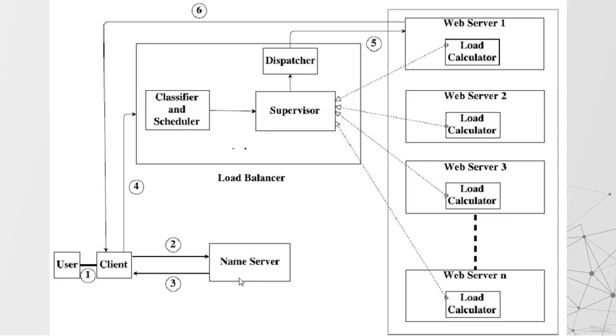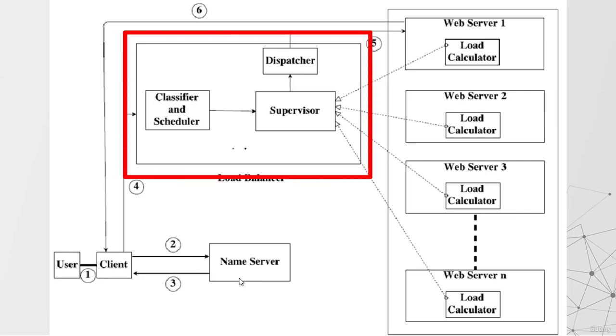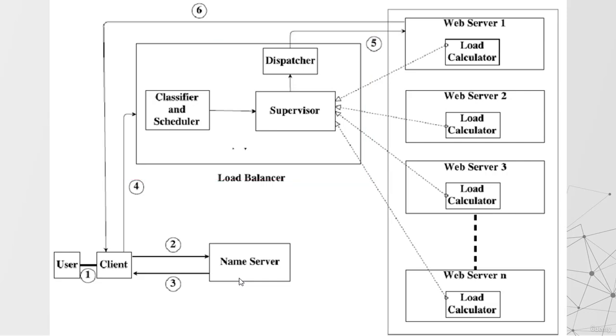Now, once the IP address is resolved, the client's request is routed to the load balancer, and within the load balancer, the request first goes through a classifier and a scheduler. That component determines the nature of the request and decides how it should be processed, and the dispatcher then takes this classified request to decide which server should handle it. Now, the supervisor appears to oversee this process, ensuring that decisions made by the dispatcher align with the system's overall load balancing strategy and that servers are not overwhelmed.